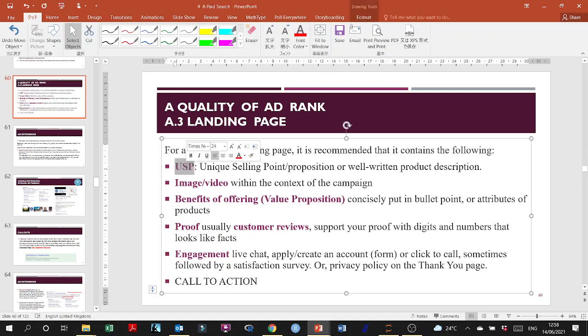First of all is the unique selling point. Unique selling point is your value proposition. And the value proposition, I talked about it in my communication class. In my communication class, I talk about it based on scientific findings. The Mick labs.